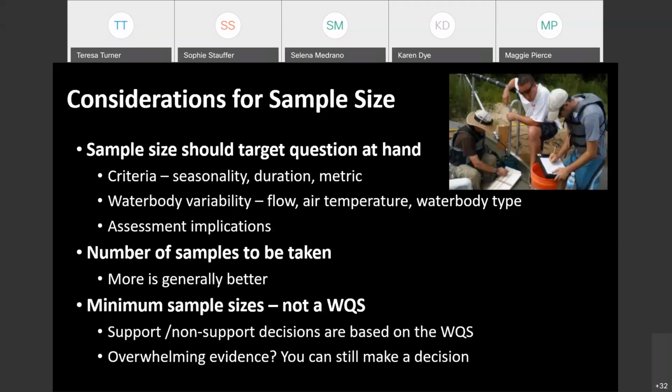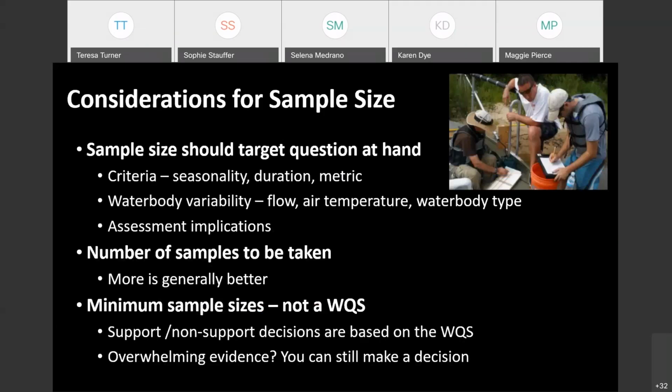And that brings us to a brief touch on sample size. As you guys can probably guess, more is generally better. But I do think it's worth stepping back and thinking about how much data I really need in a world of limited time and resources. It's always good to ask yourself that question. And I think it's helpful to think about what your question is.